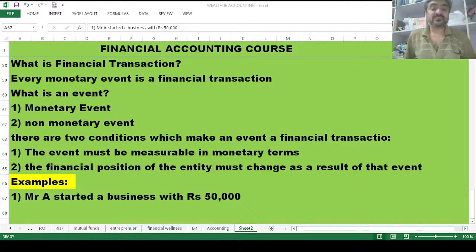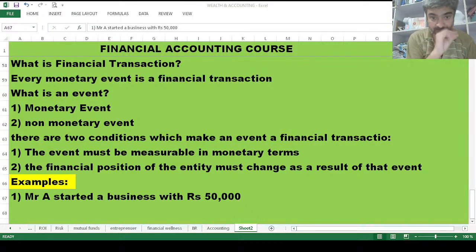So this is the second condition, that the financial position of the business is changed, and the first condition that it involves monetary aspect. So rupees 50,000 is a monetary item. So both conditions are met here, and we can say that this transaction is a financial transaction, and we are bound to record this transaction in the books of accounts of the business.